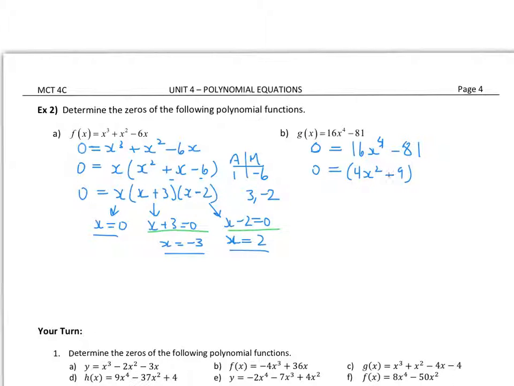So we're going to get two brackets that are conjugates of each other. So they look the same except they have opposite signs. And now I'm noticing I have a sum of squares. This will not factor, but I have a second difference of squares here. 4x square rooted is 2x. A 9 square rooted is 3, so we're going to have a 2x minus 3 and a 2x plus 3.